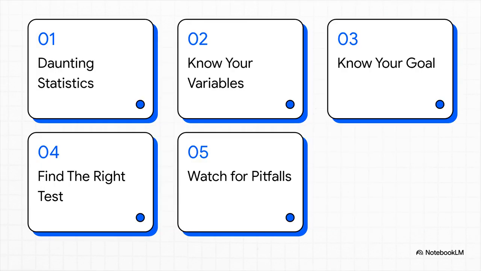So here's our game plan for today. First, we'll talk about why this is such a daunting problem. Then we'll walk through their simple two-step solution. That's knowing your variables and knowing your goal. From there, we'll put it all together to find the right test. And finally, we'll cover the common pitfalls you really need to watch out for.